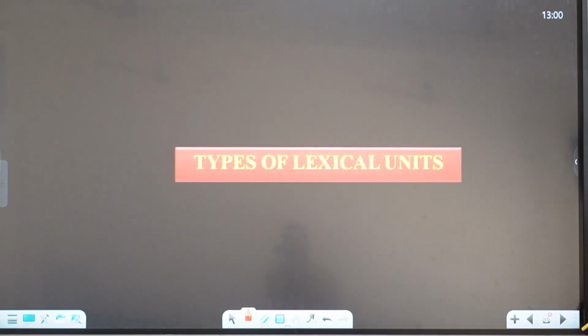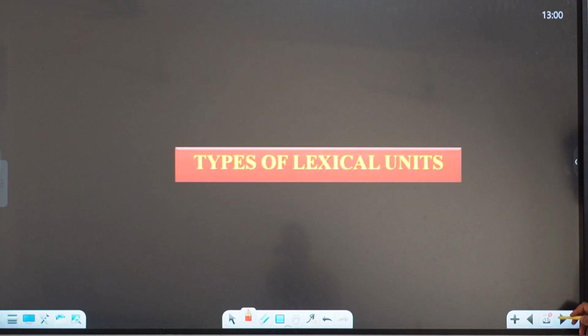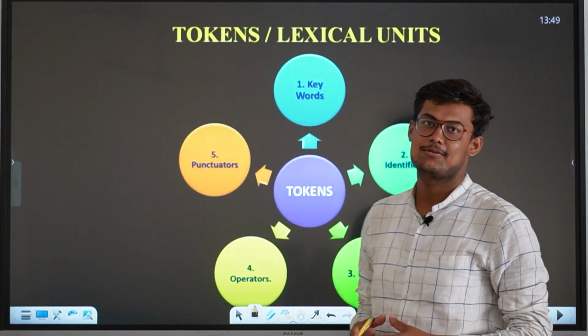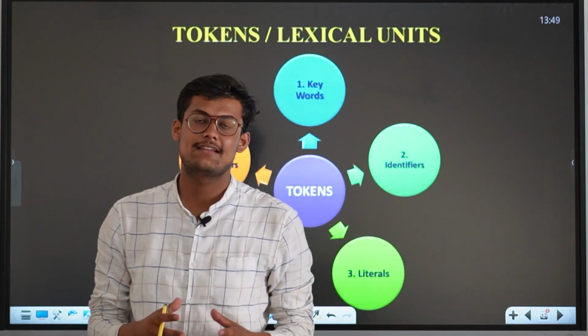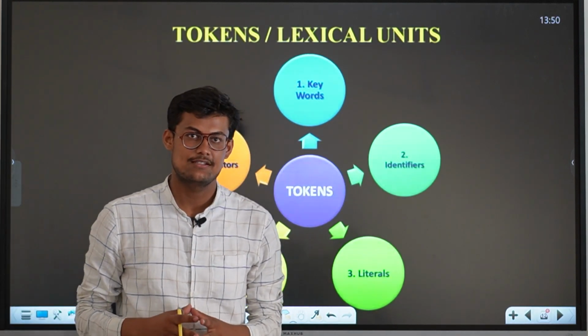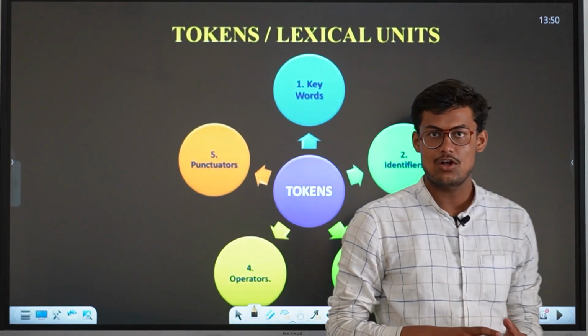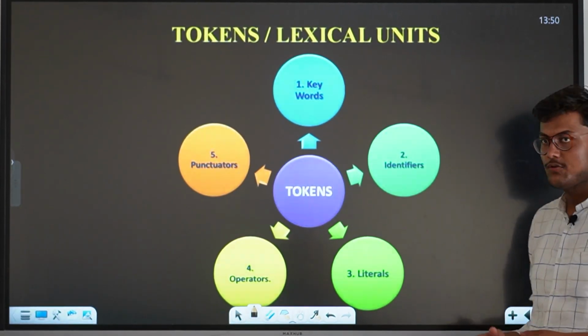So we will see the types of lexical units. There are 5 types of lexical units or tokens. Now that we have studied the types or categories of tokens, there are 5 categories as it is written over here. Now we will understand each of them one by one.